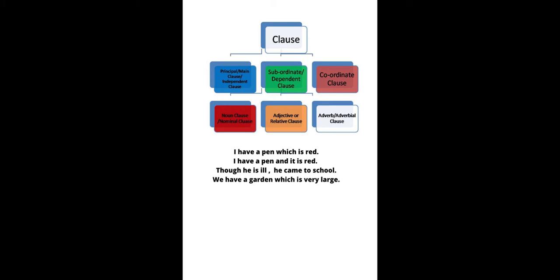Now let us make clear the types of clauses. Now write the type. First write clause, then make three columns. Clauses are of three types: principal clause, subordinate clause and coordinate clause. These are the three types of clauses we should know.